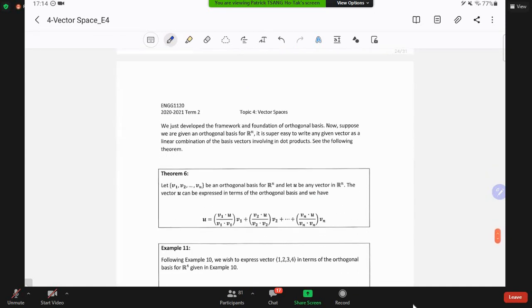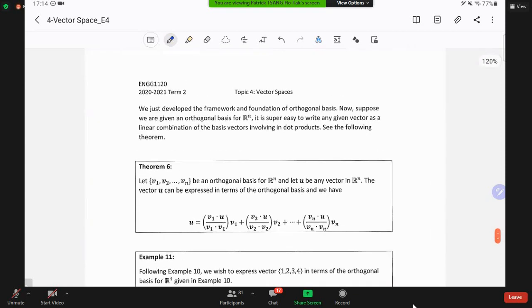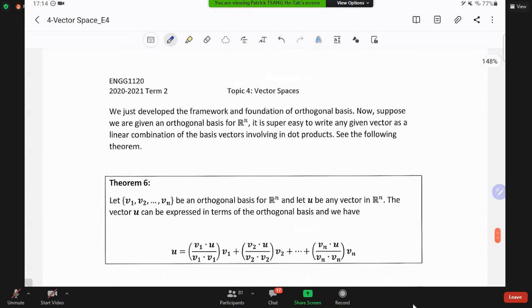So let's move to page 25. All right. Lastly, we developed the idea for the orthogonal basis. And now, suppose you are given an orthogonal basis for the general Rn space.